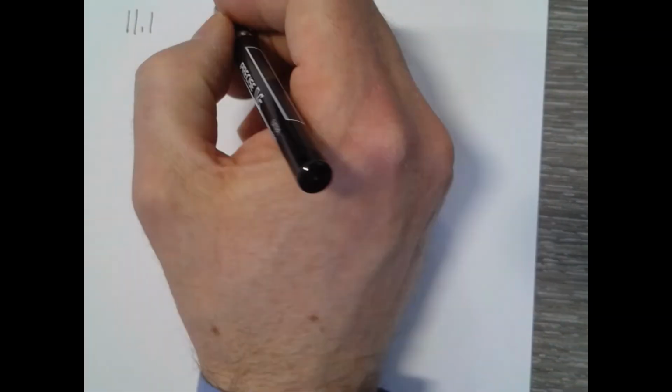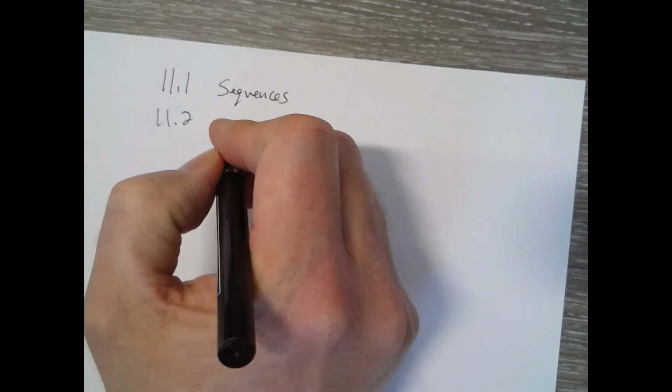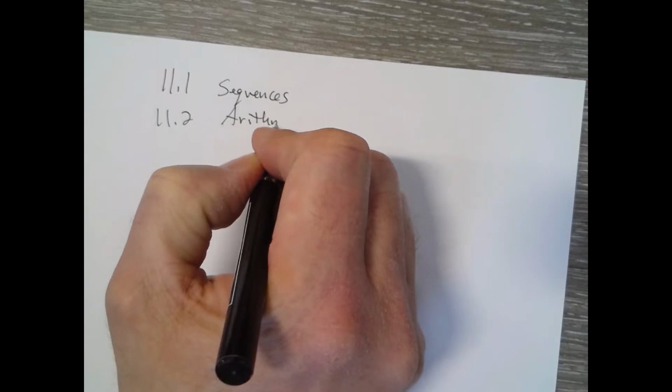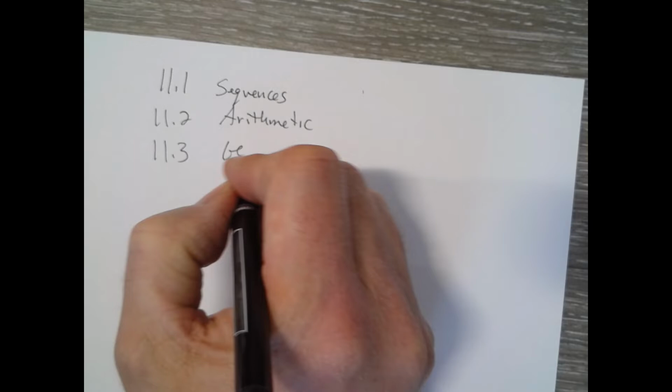All right, 11.1 is infinite sequences and summation notation. In this chapter, we're going to spend time on sequences in 11.1, 11.2, and 11.3. 11.1 is just generally sequences. In 11.2, it's arithmetic sequences, and then 11.3 is geometric sequences.